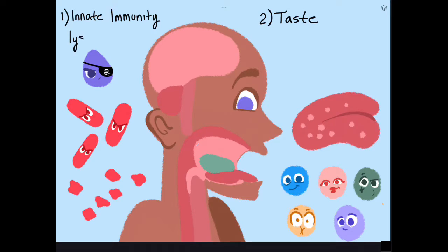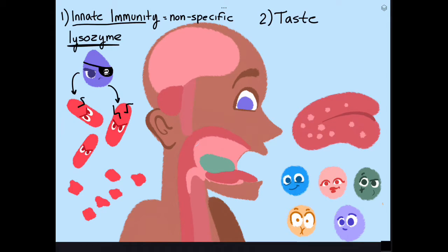So there's one key component of our mouth's innate immunity, and that's lysozyme. Just really quickly before we move on, for anyone who doesn't know, innate immunity is a type of non-specific immunity. So it's not going to target a specific antigen, it's just going to kill off a general type of infectant. And that type of infectant is bacteria.